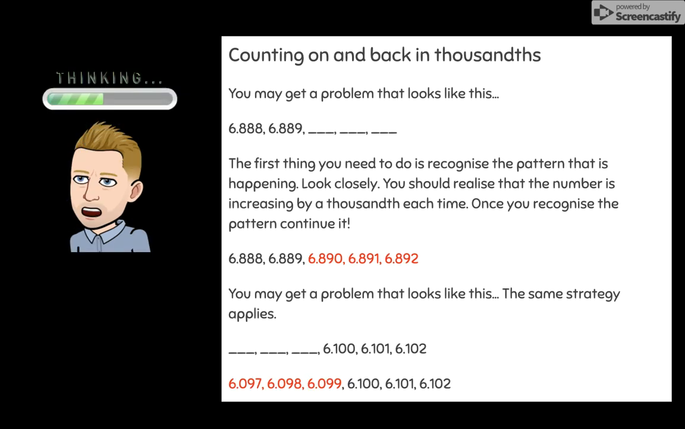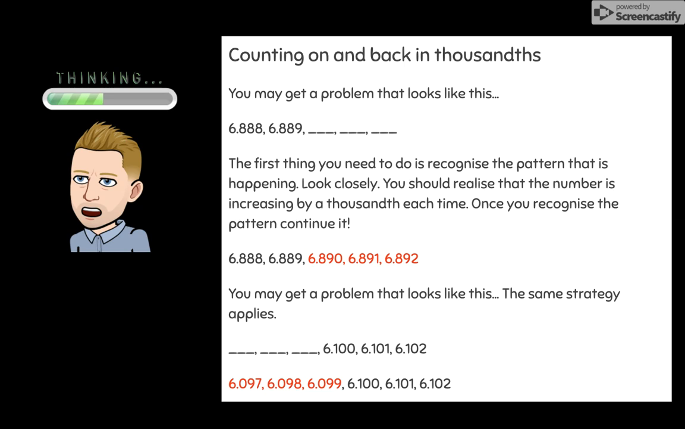All right, counting on and back in thousandths. You may get a problem that looks like this. 6.888, 6.889. Stop. Figure out how much it is either increasing or decreasing by. In this case, it is going up in thousandths. So remember, 10 thousandths equal 1/100th. So we'd go 6.888, 6.889, 6.890, 6.891, and then 6.892.